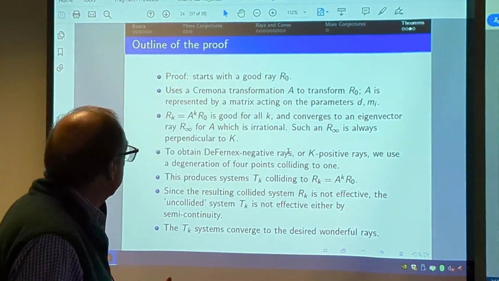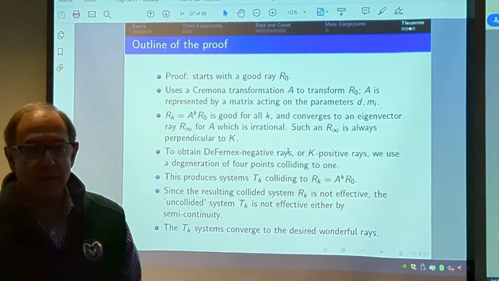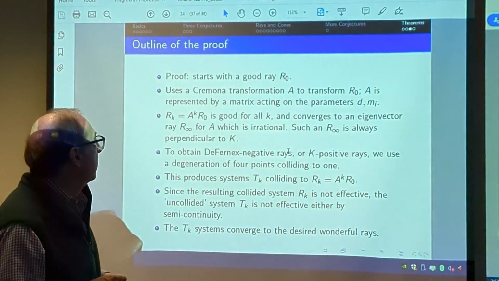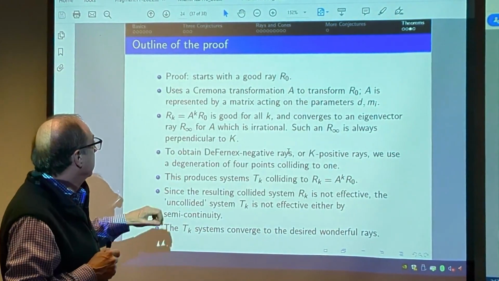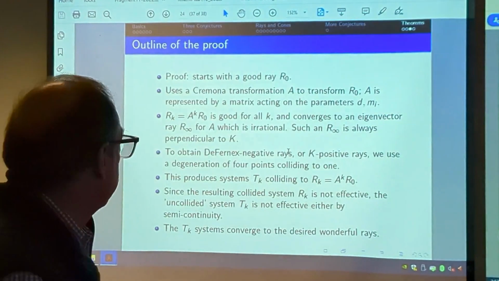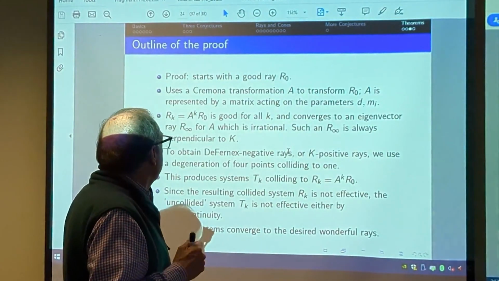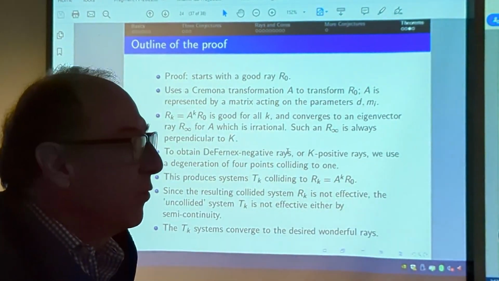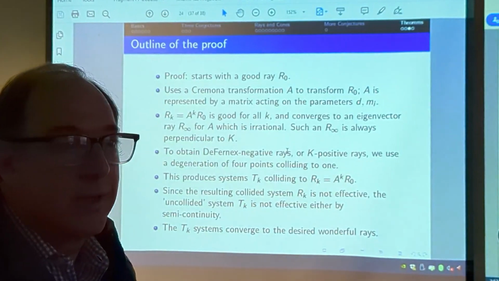So you use a Cremona transformation. You transform your good ray to a second ray. And it's a matrix. You write down a matrix that does this for you. It's a 4x4 matrix because it only involves the degree and the 3 multiplicities. Okay, you start iterating that. Same Cremona over and over again. It's good for all k. Every time you take the good ray, you do a Cremona, you get a good ray. And that converges to an eigenvector for this little 4x4 matrix. The eigenvector turned out to be irrational. It's a degree 4 polynomial. The characteristic polynomial has some irrational roots, and therefore irrational eigenvectors.